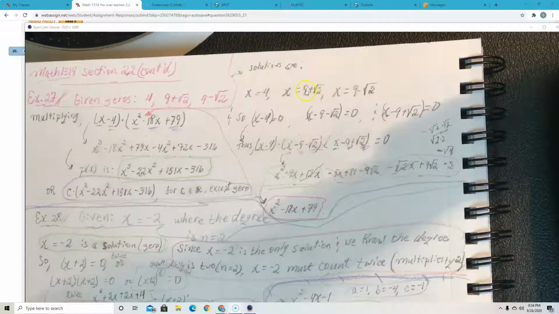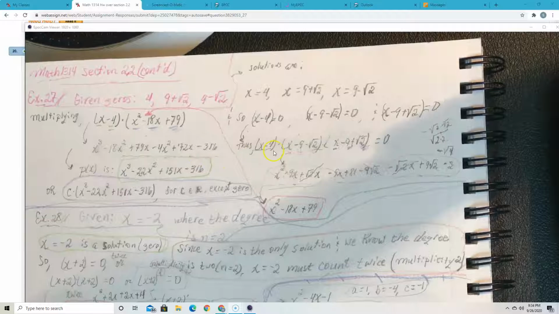Move this over, it became x minus 9 minus the square root of 2 equals 0. And then we had, move the 9 over negative, move this negative over positive, x minus 9 plus the square root of 2 equals 0. And then if all of these are equal to 0, then we recall we multiplied them together, and then they had to equal 0. So then we wrote x minus 4 times this equals 0. Then we multiply these out to come up with our polynomial equation.